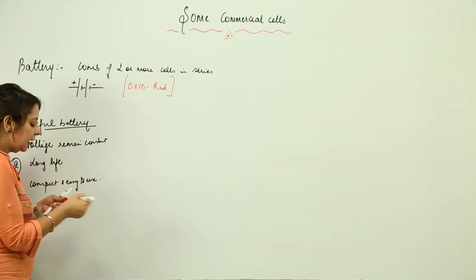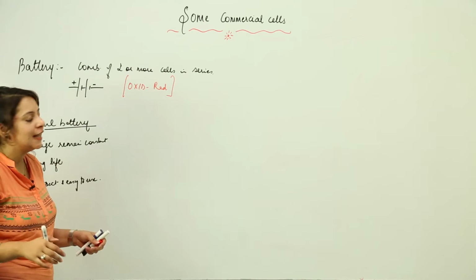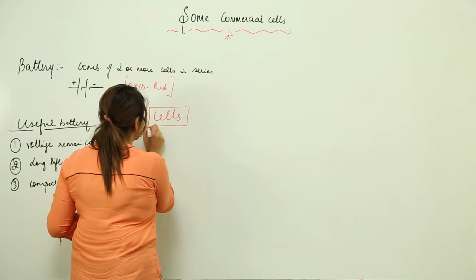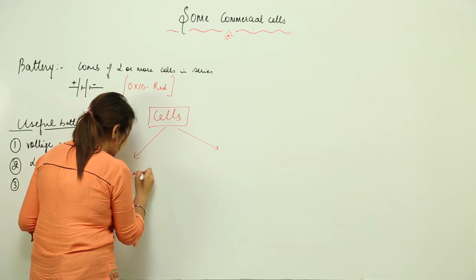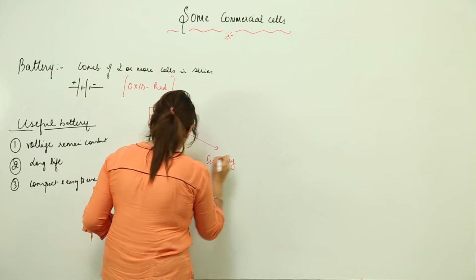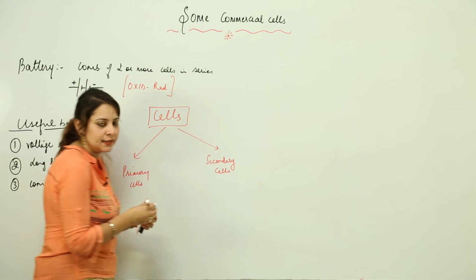Now we know that a battery is formed of cells, so we are going to see what kinds of cells we observe. Basically, if we talk of cells, we have two kinds: one is the primary cell and the other is the secondary cell.